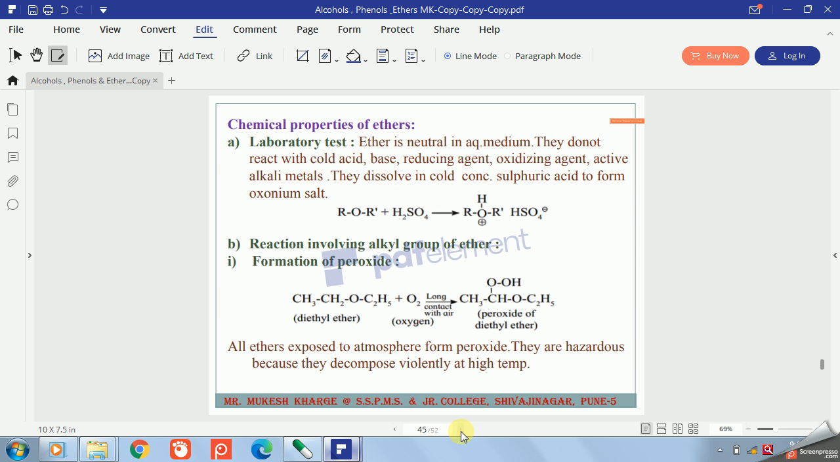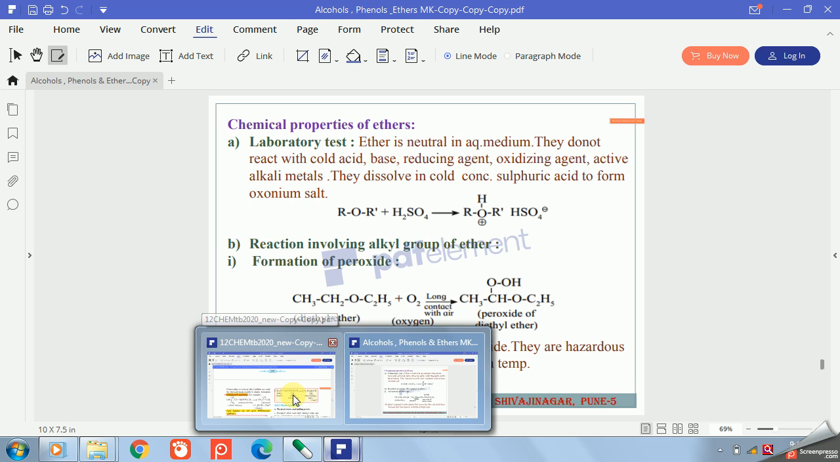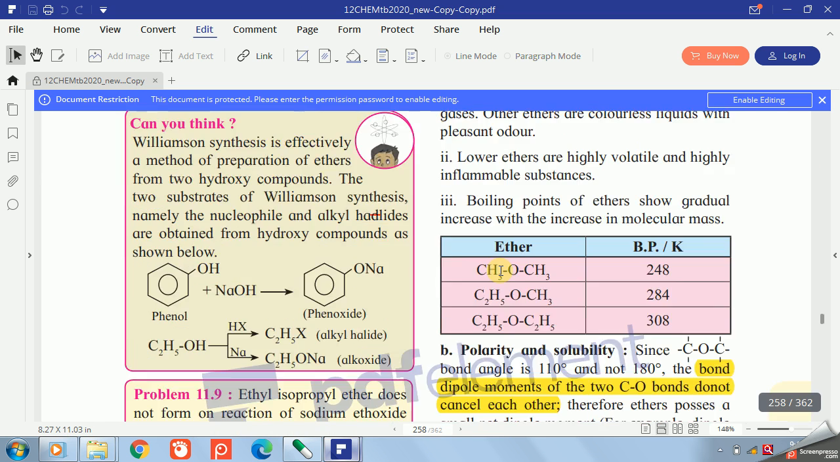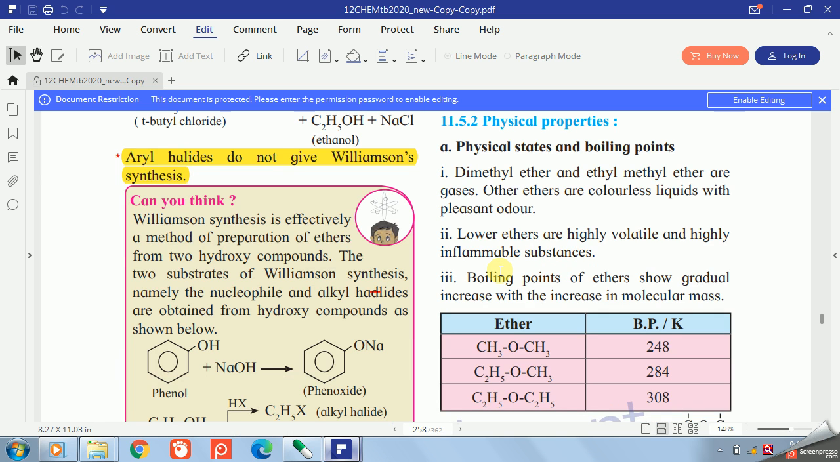Then the next one is the chemical properties of ethers. Before that, we will see the physical properties of ethers. So let us see the physical state and boiling point. Dimethyl ether and ethyl methyl ether are gases. Other ethers are colorless liquids with a pleasant or sweet odor. Lower ethers are highly volatile, their boiling point is low, and they are highly inflammable, so they catch fire.